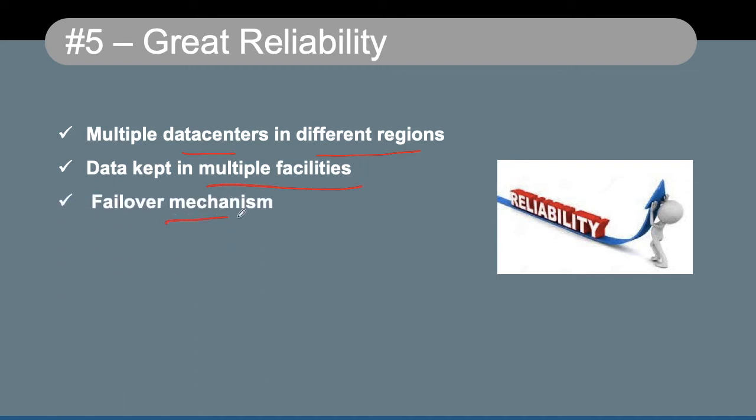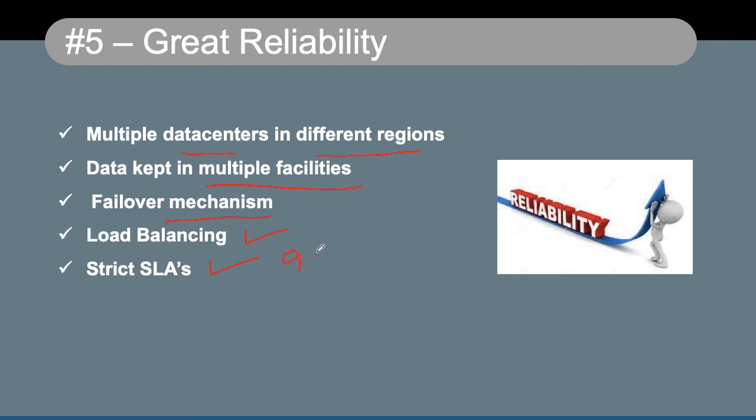Failover mechanism, you can also define a failover mechanism where whenever one data center is not available, your workloads can be running over another facility. So you have a facility to have a failover mechanism as well. You can also do load balancing between different availability zones or different data centers so that your resources are always available. And these public clouds also come with strict SLAs.